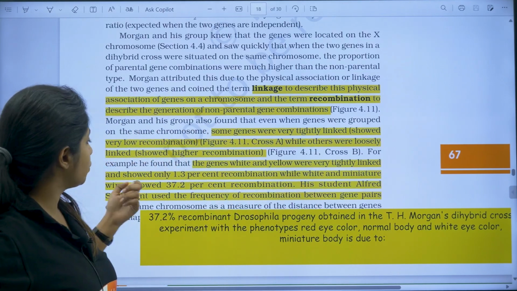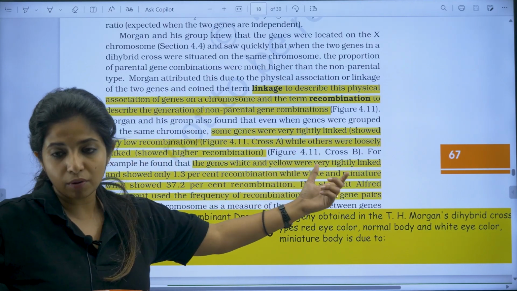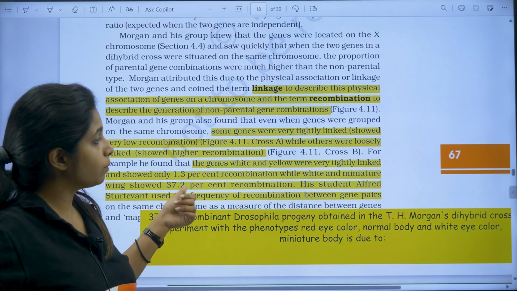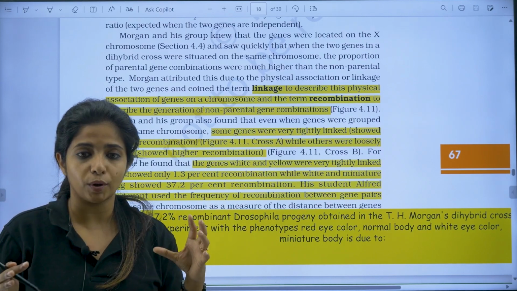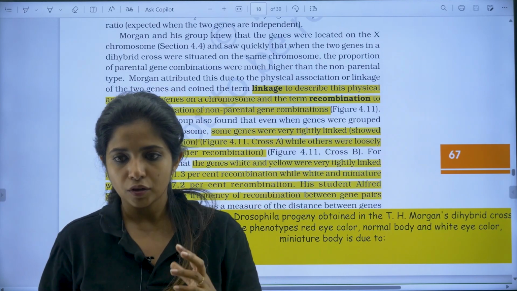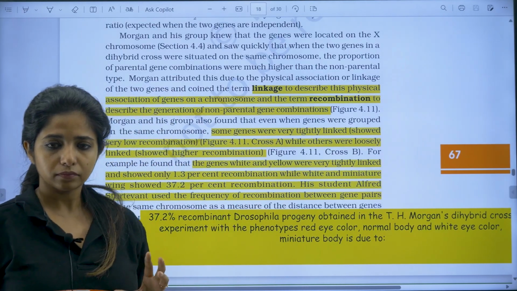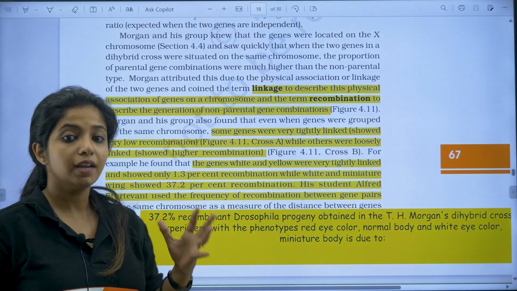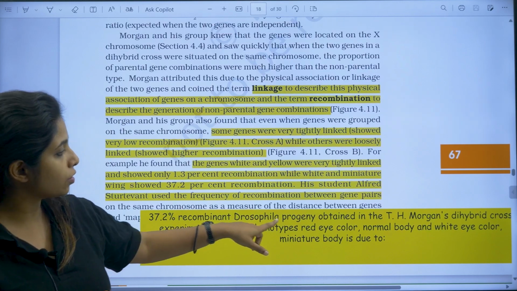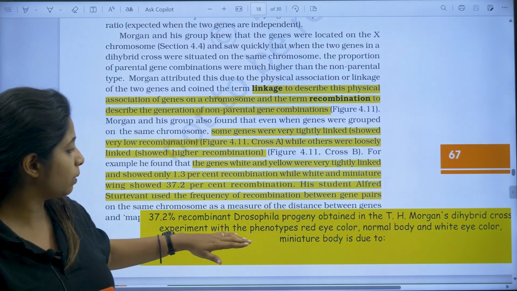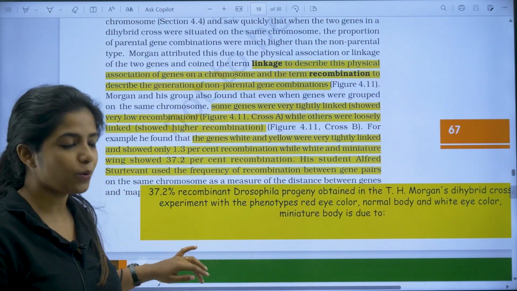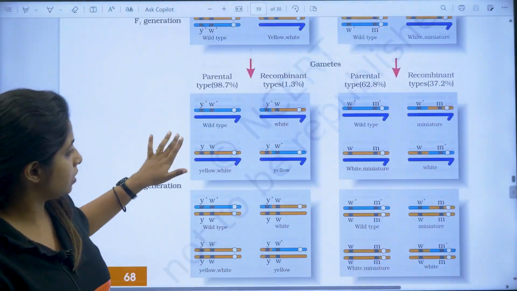While white and miniature wing showed 37.2%, so please remember which showed 37.2 and which showed 1.3. So white and miniature showed 37.2% recombination. Again, 50% is the maximum recombination, so 37.2 means it's a great number. You should be knowing about that also. 37.2 means it has a high amount of recombination, that means this is loosely packed. So this is a question: 37.2% recombinant Drosophila progeny obtained in T.H. Morgan's dihybrid cross experiment with the phenotypes red eye color, normal body and white eye color, miniature wing is due to what? Because they show loose linkage, because they are not closely linked.